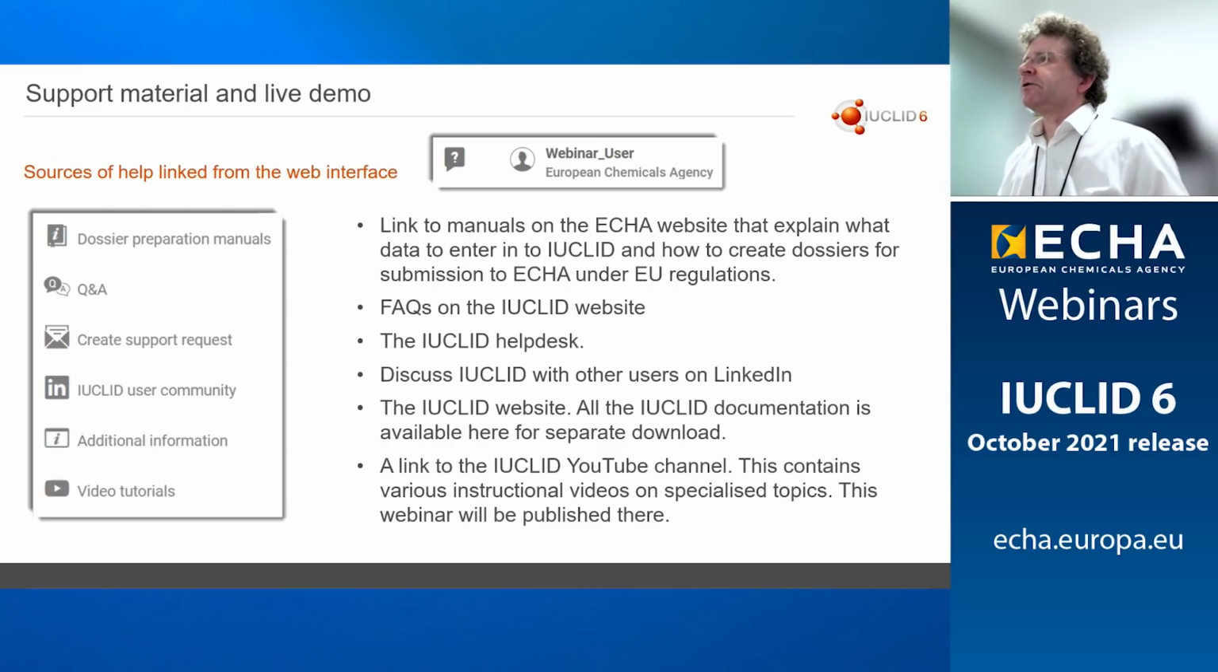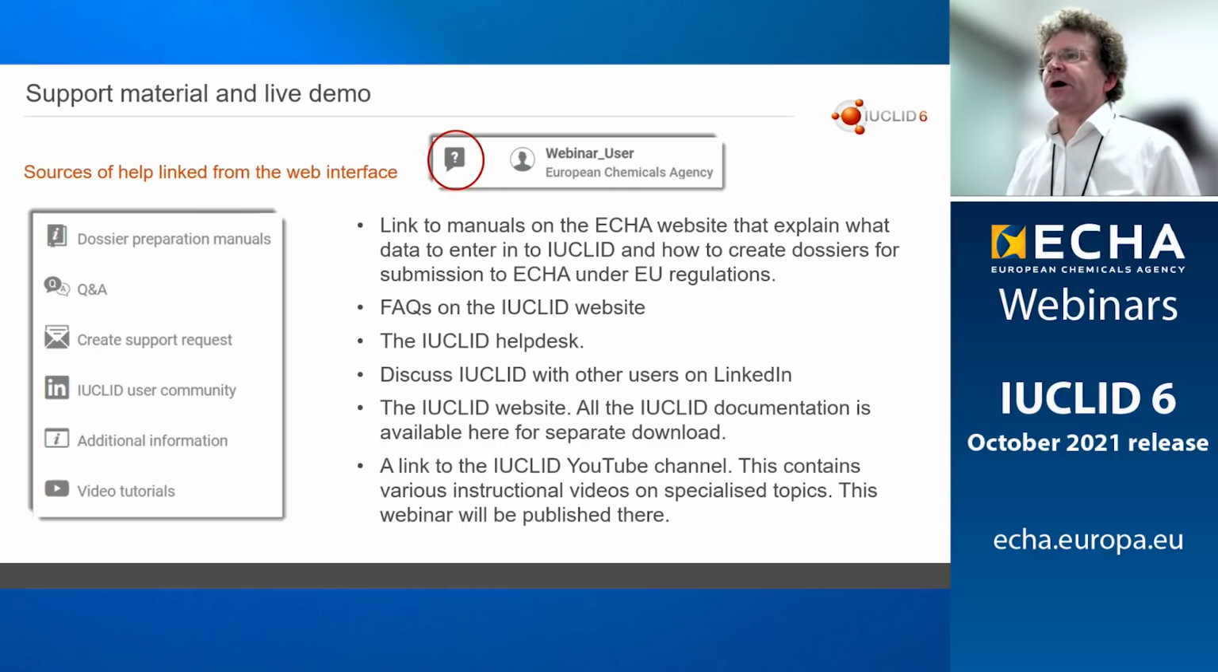Now here are some sources of help which are linked to from the interface. And you open up this menu from this question mark icon here. First of all, there's dossier preparation manuals. Now these are a link to manuals on the ECHA website that explain what data to enter into Euclid and how to create dossiers for submission to ECHA under EU regulations.